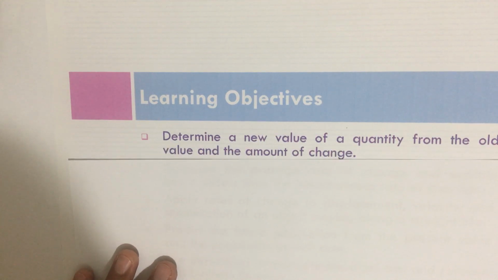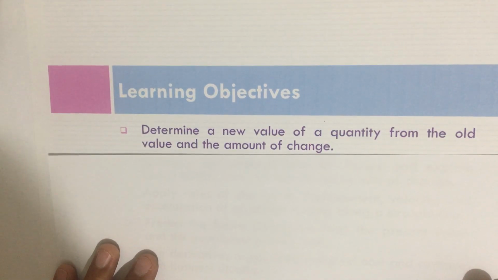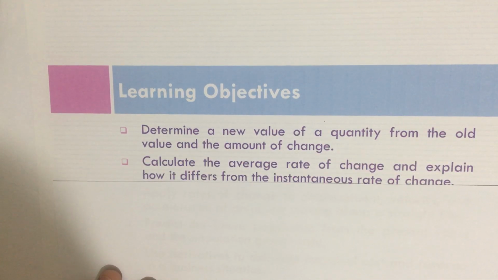Number one is determine a new value of a quantity from the old value and the amount of change. And the second one is calculate the average rate of change and explain how it differs from the instantaneous rate of change.